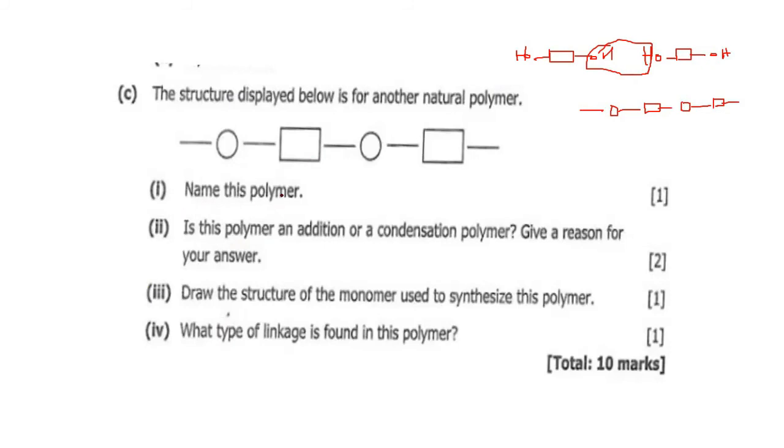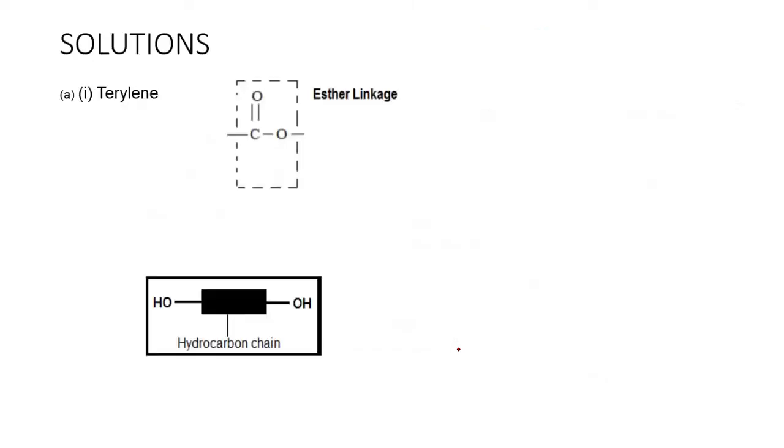So name this polymer. The answer is carbohydrate. Is this polymer an addition or a condensation polymer? The answer is that this one is a condensation polymer because it involves the removal of water. When two monomers are joined together, water is removed. Then they are saying draw the structure of the monomer used to synthesize this polymer. So I just drew what I'm supposed to draw, the one that I first drew here. You just draw this part there. Then, what type of linkage is found in this polymer? It's a glycosidic linkage.